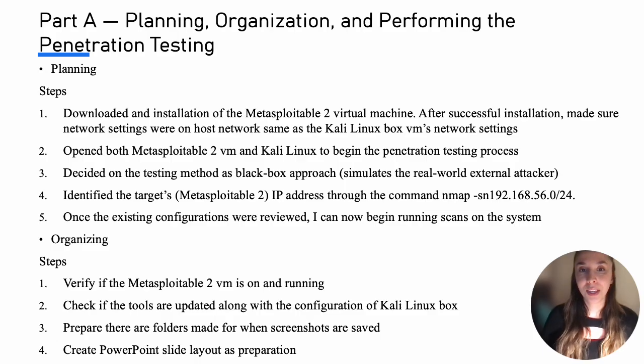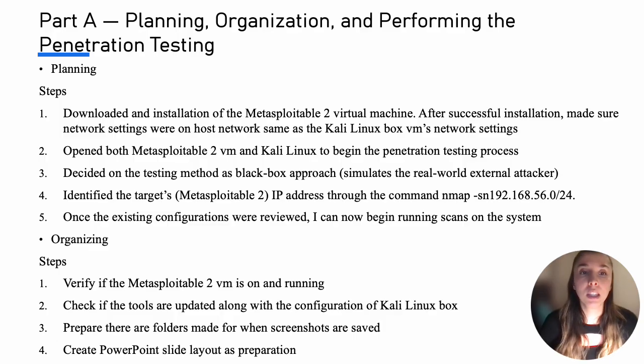I will start off here by talking about the planning. The steps are just giving a breakdown of it. So here I did download and install the Metasploitable 2 virtual machine. After I was successful in installing it, I made sure that the network settings were on host network, same as the Kali Linux box VM's network settings. This is important because you want the connection and everything to be running smoothly once I start the penetration testing and running those scans. So I made sure that the Kali Linux box was on host network, as well as the Metasploitable 2 VM.